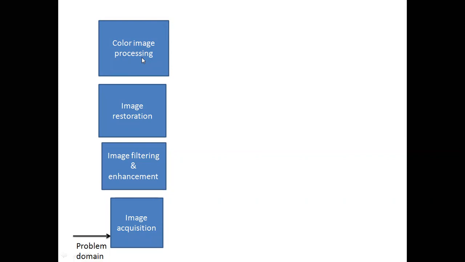Along with that, we'll be performing some operations on the color image. Whatever the operations are, you'll be studying that later. This is regarding image processing. Here each and every box, or each and every module, will be one chapter. So image restoration will be one chapter, image filtering will be one chapter, and color image processing will be one chapter. Every block corresponds to one chapter or unit. So this is regarding color image processing.